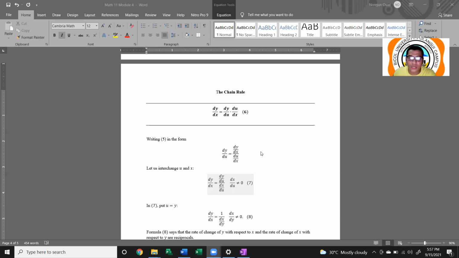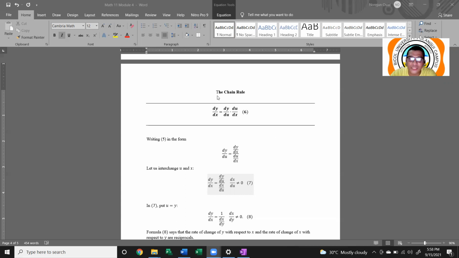So the chain rule in mathematical form is shown in this formula 6. The derivative of y with respect to x is equal to the derivative of y with respect to u times the derivative of u with respect to x, where our auxiliary variable u is a function of x.